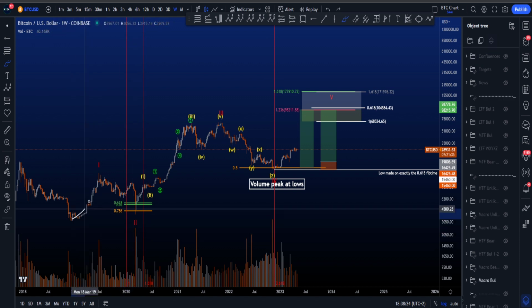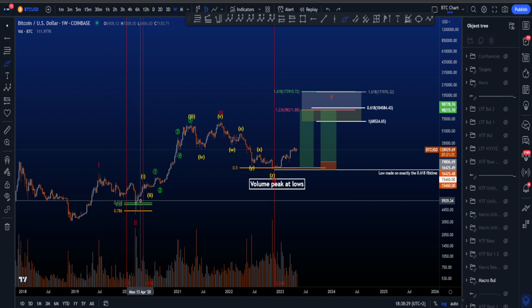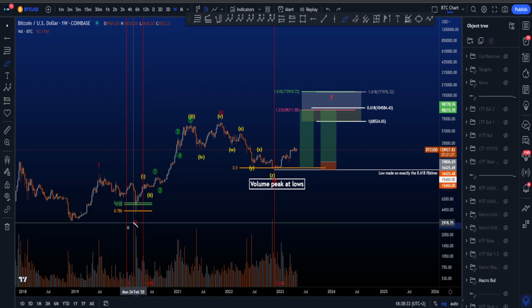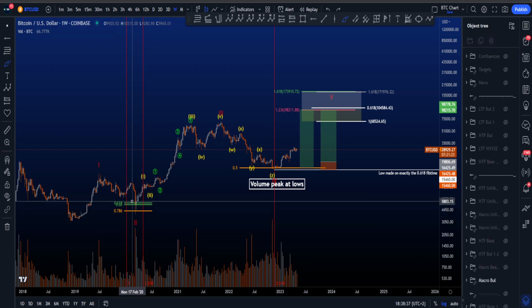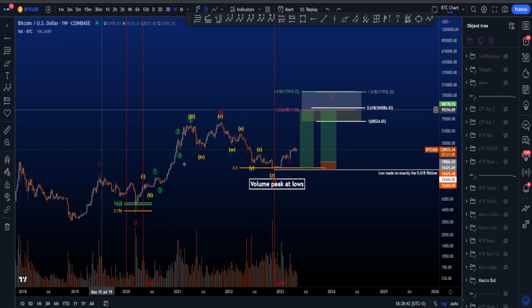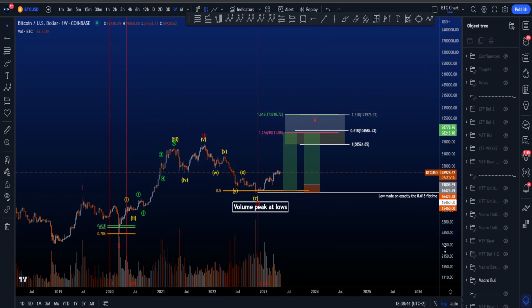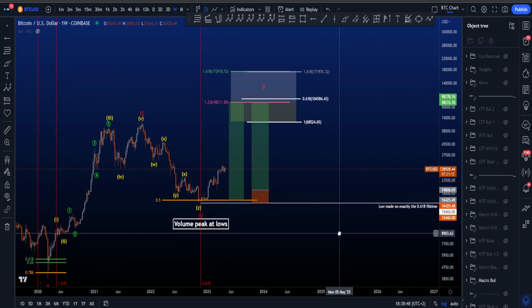You can see the impulse of wave 1 and you can see the volume in this impulse as well. But then the low of this wave 2, which actually was the COVID dump, by the way, over here, you can see we had an incredible amount of volume in this COVID dump candle for then eventually a big move to the upside. So even though this was the COVID dump, for me from an Elliott Wave point of view, this was simply a wave 2.